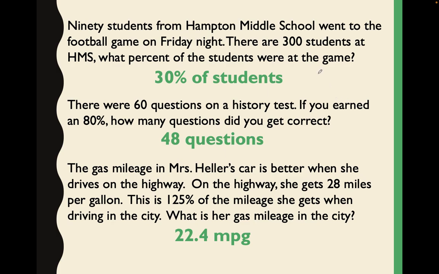Just as a quick helpful tip, I will show what the setups would be for each of these. So for this first example, it says there's 90 students at the football game from the middle school. So that's 90 out of the 300 total students at HMS, which is not accurate, but in this problem, equals x over 100. So 90 over 300 equals x over 100.